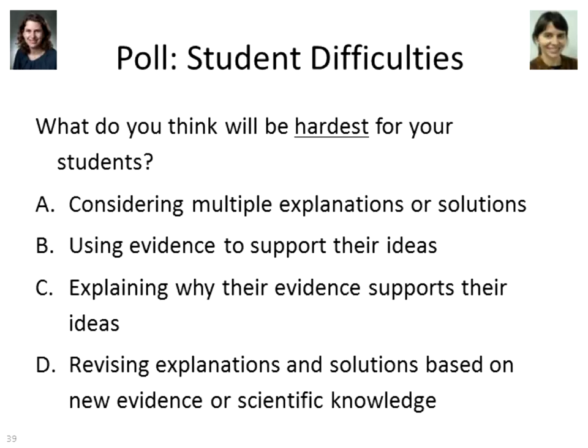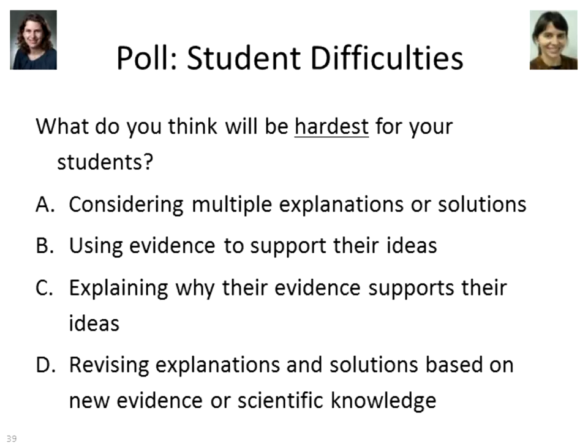This is the idea that students sometimes just zoom in and focus on one idea or one solution, right? They have one explanation in mind or one solution in mind and don't consider the other ones. B is using evidence to support their ideas. Okay, maybe they'll put a claim out there, maybe they'll put a solution out there, but they won't actually use the evidence to support it. They won't back up their thinking. C, explaining why their evidence supports their ideas. So, okay, maybe they'll give you evidence, but they won't tell you that link. They won't explain the connection between their claim and evidence in terms of the justification.